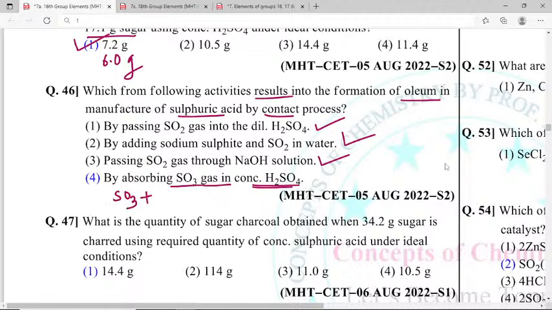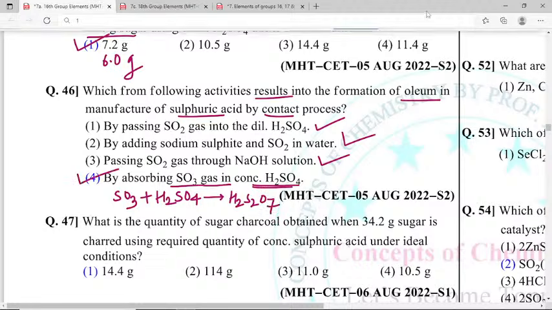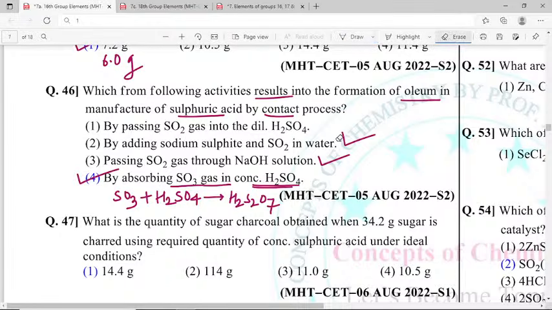SO3 plus H2SO4, so we'll get the oleum, H2S2O7. Get it? This is oleum actually.